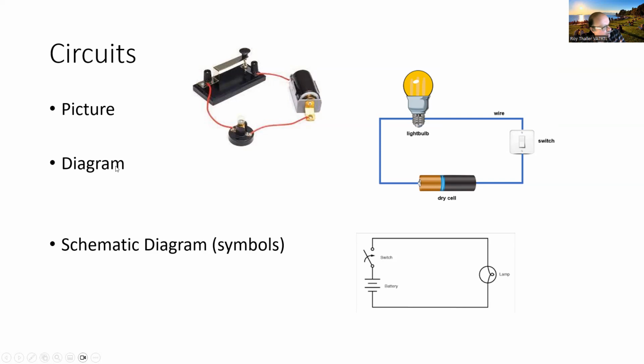You can also draw it as a diagram. So here, again, you have your battery down here, you have your light bulb up here, you have your wire connecting all of it together, and here you have a switch. More commonly, you have a schematic diagram, and you have a symbol for the battery, a symbol for the lamp, and you have a switch, for example. So these are different ways you can represent a circuit. Simple circuits you can do by picture or by diagram, but as things get more complicated, it tends to be a schematic diagram.